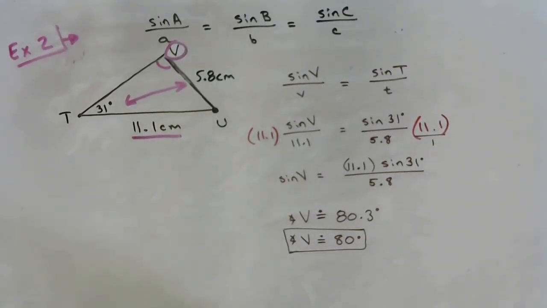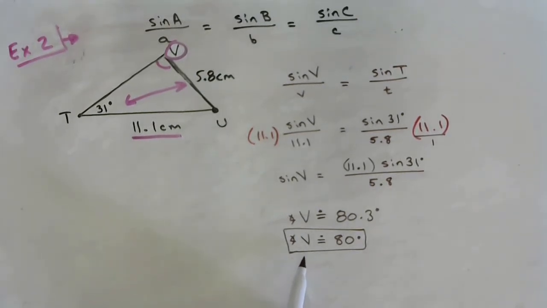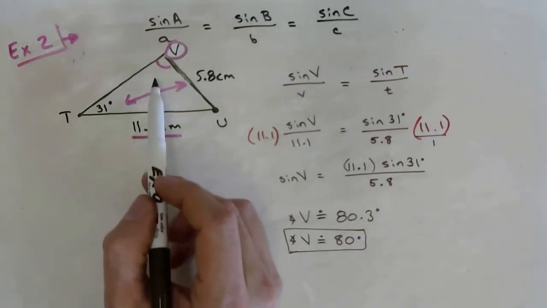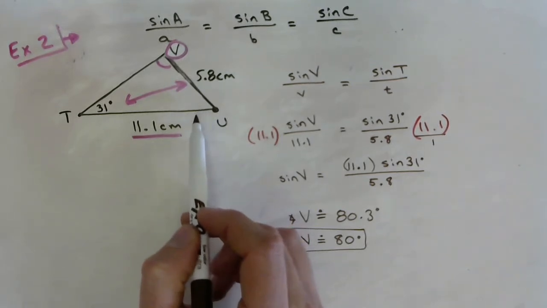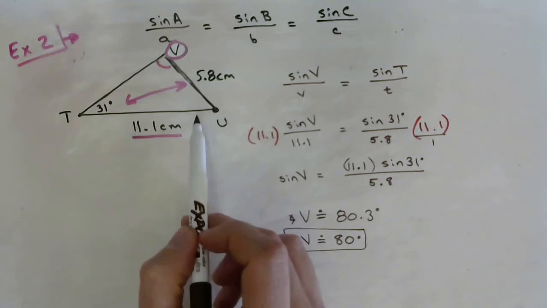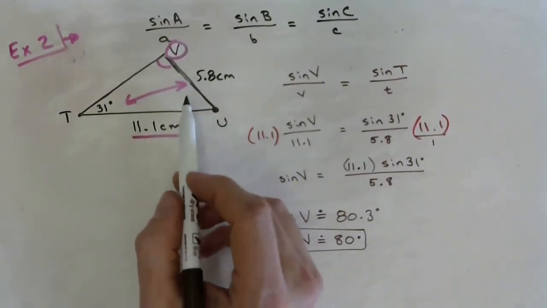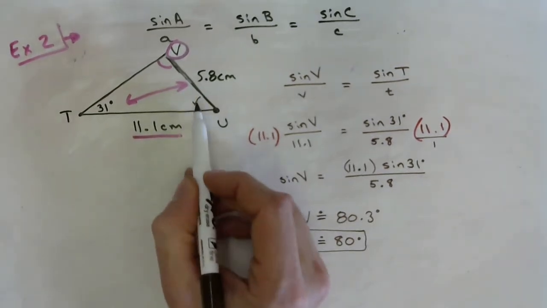Okay? Now, we weren't asked to solve this whole triangle, but now we have 2 of the angles. How would I get the third angle? Would I have to do sine law again? No. What would I do? You would just subtract 80 and 31 from 180. Good. I'd just use sum of interior angles, and I'd get this angle.